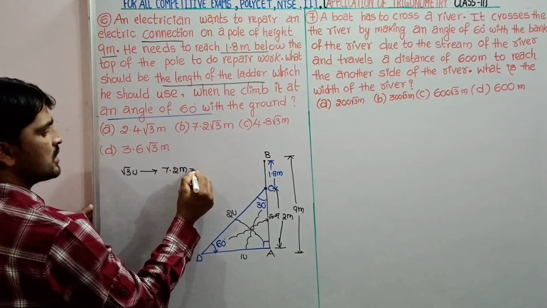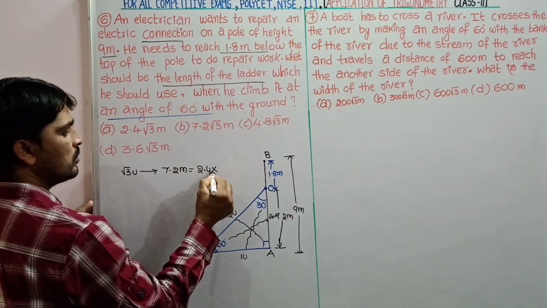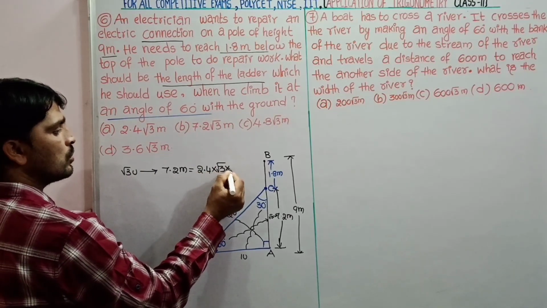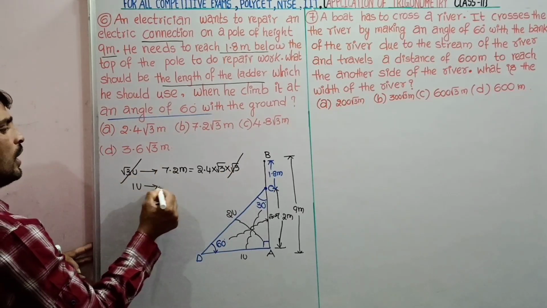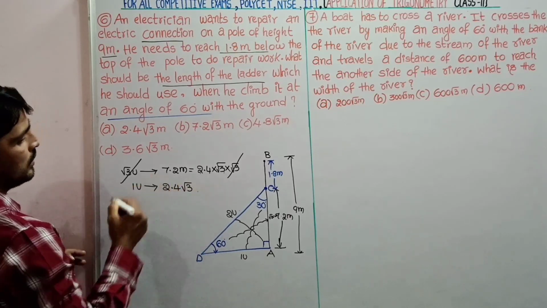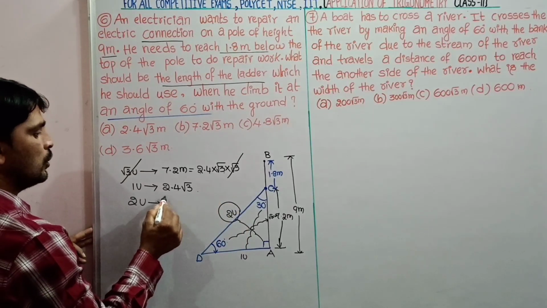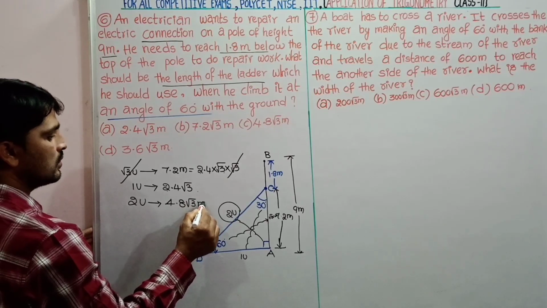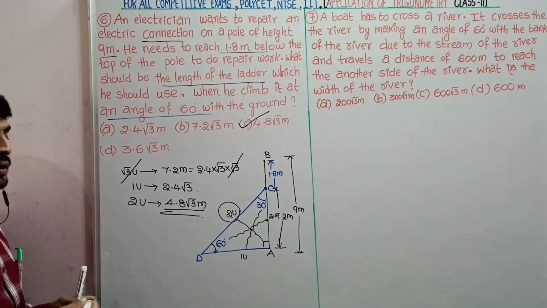7.2 meters can be split as 2.4 into 3, that is 3 times 2.4. Again 3 can be written as root 3 into root 3. So root 3 root 3 gets cut. 1 unit value is 2.4 into root 3. Then length of the ladder is 2 units. Then 2 units value is twice the 2.4, that is 4.8 into root 3 meters. So the required answer is 4.8 root 3 meters. Okay.